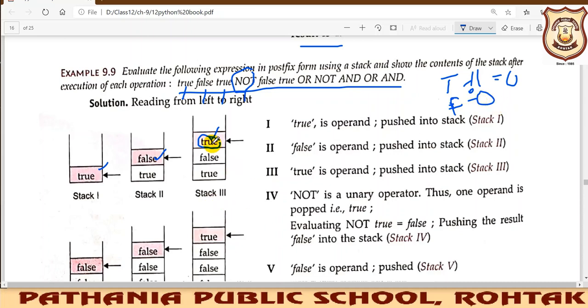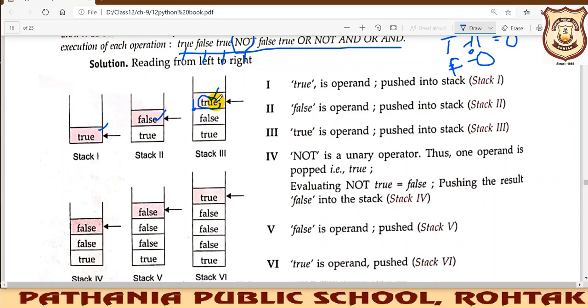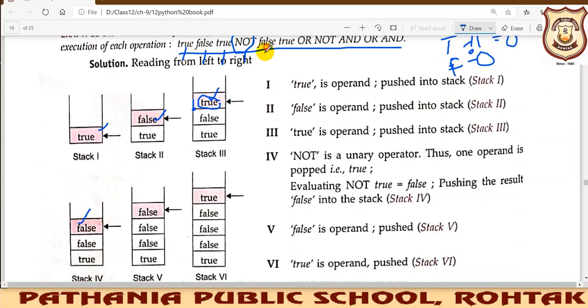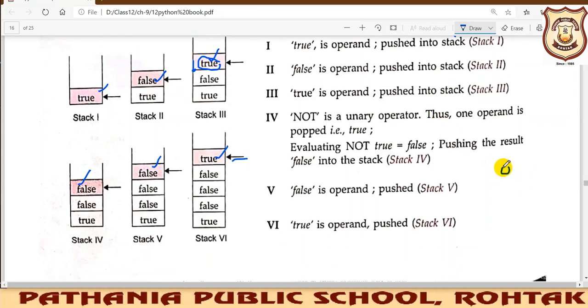Not is to negate, meaning invert it. Not true means false. So instead of true, now you will write false. Next, again you are putting false inside your stack, and the pointer has been incremented, then you will put true. The pointer has been incremented, then you will put or. Or is another operator that is just like addition.